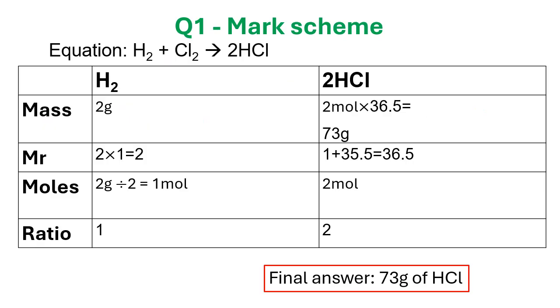Mark scheme for question 1. In terms of where your marks are coming from, you will get 1 mark for writing your working out and 1 mark for the correct number of moles of hydrogen. You will get your 3rd mark for showing 2 moles times 36.5 and your final mark for giving the correct mass.